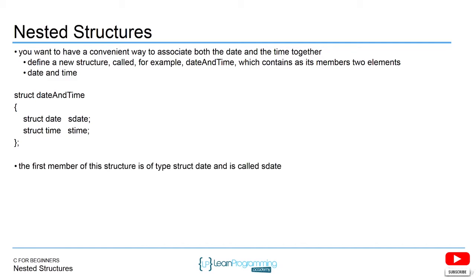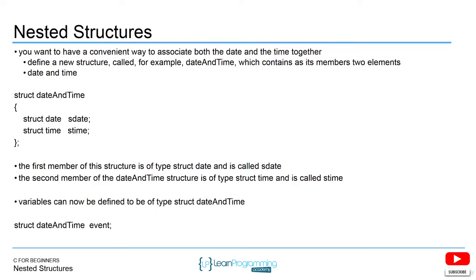The first member of the structure is of type struct date, and it's called sDate. The second member of the date and time structure is of type struct time, and it's called sTime. Variables can now be defined to be of type struct date and time. We don't have to create separate variables for date, separate variables for time. We can create one, and that structure is going to store both the date and the time. We would do that just like this. We would use the struct keyword, specify the type of the structure, date and time, and then the variable name. In this case, they're going to store events, so we say event.